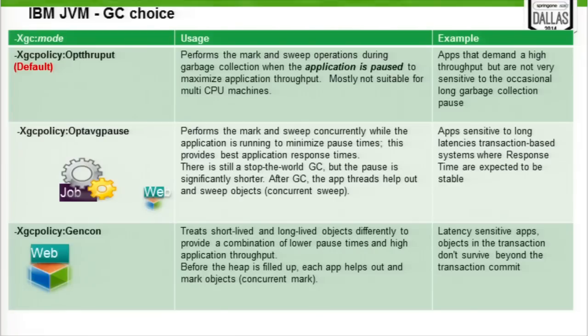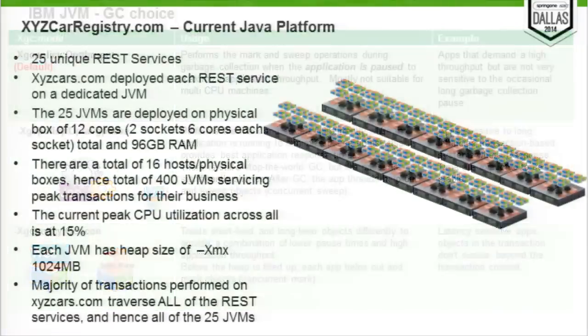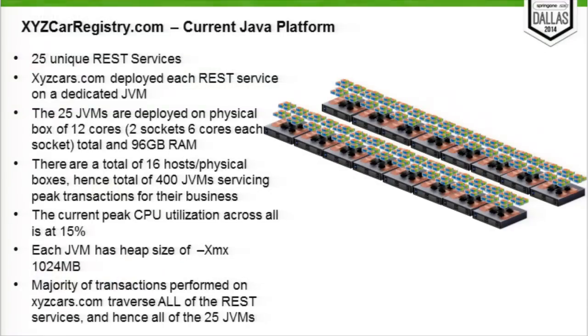WebSphere has the equivalent policies, and for a long time, the default was not GenCon, but now they've made GenCon the default. And GenCon essentially is pretty similar to what I showed you, a combination of ParNew, UGC, and CMS, and it works pretty well. So always go on GenCon. And I've had an extensive conversation with some of IBM's performance engineers about this. I'm really happy that they made GenCon the default. It used to be this, and it wasn't great.